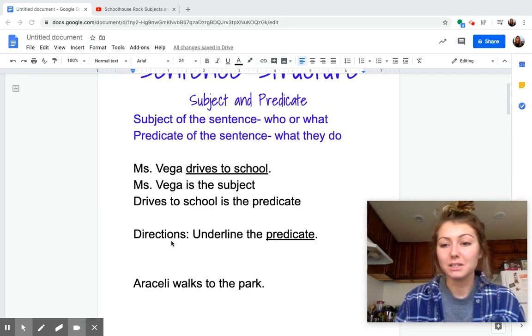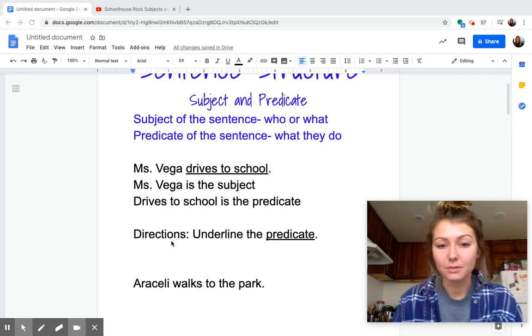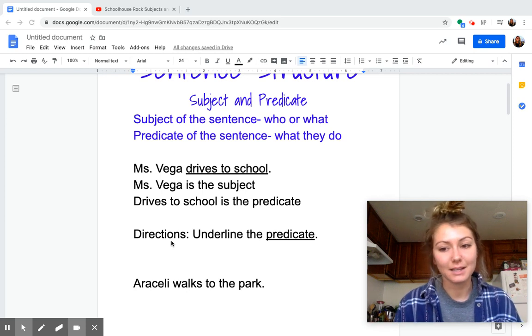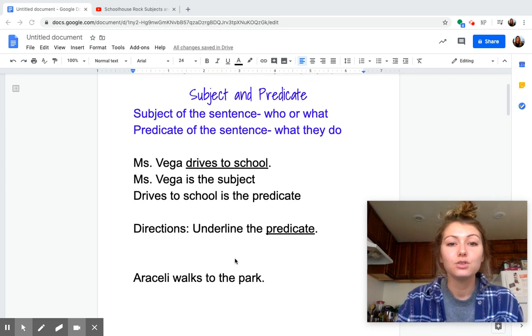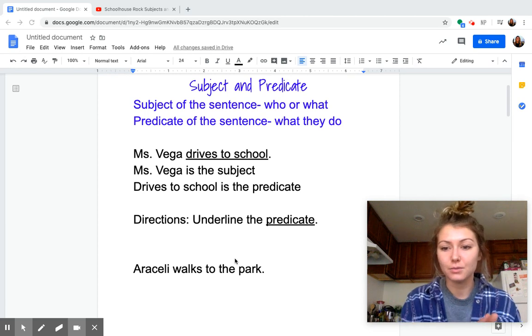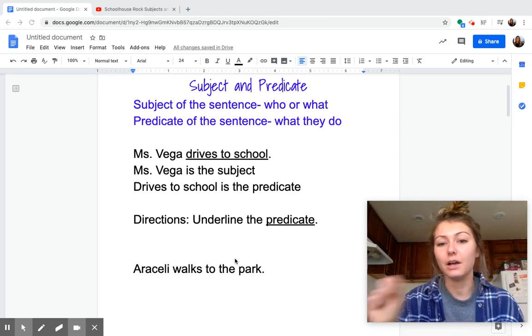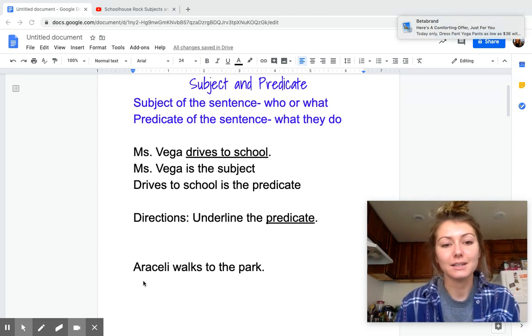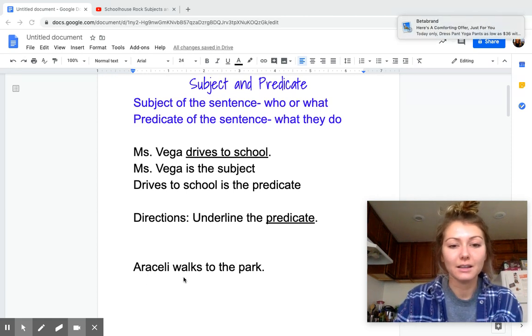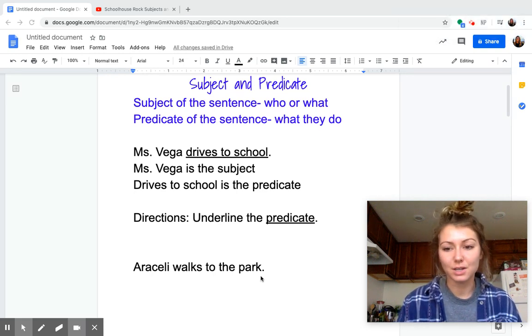In our work today, in your composition book, you're going to be writing down these sentences that I have here, and your direction is to underline the predicate. You're going to underline the what? The predicate. Good. So we're going to identify the subject and the predicate. We're going to underline that predicate. Here's our first sentence that we're going to work on together. It says, Araceli walks to the park. Now, who's our subject in this sentence?